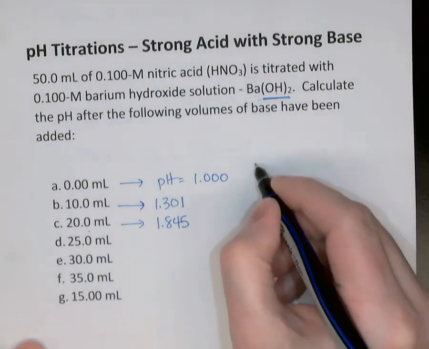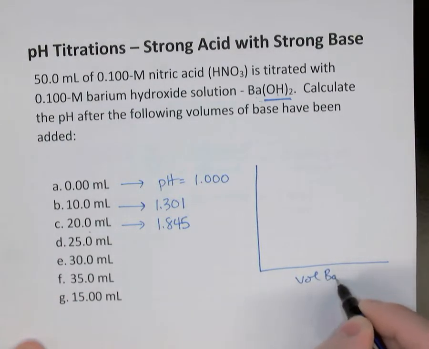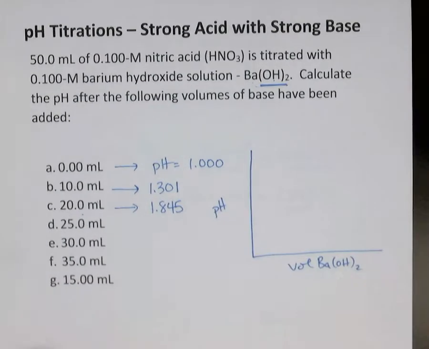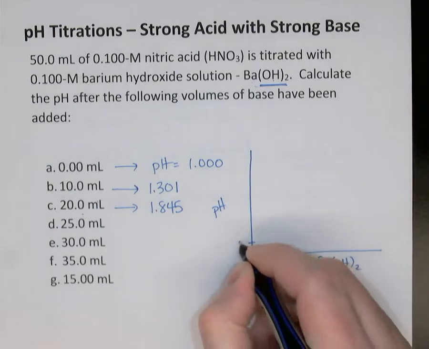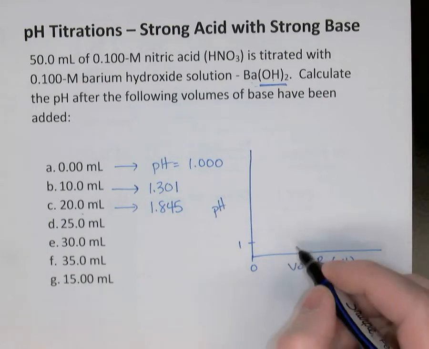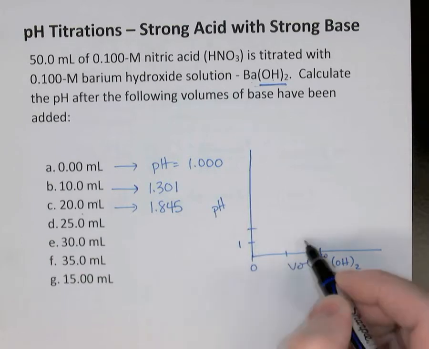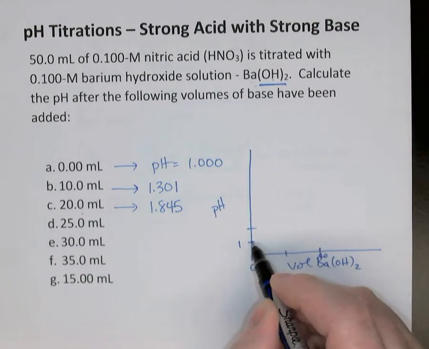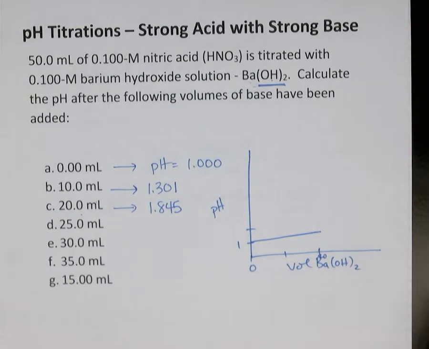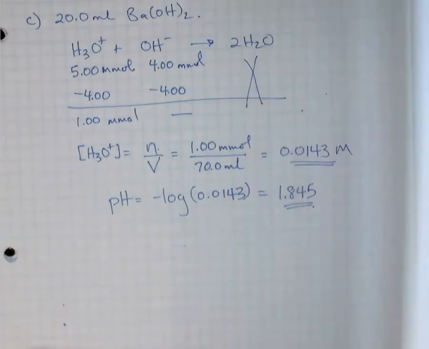Now if you were watching this on a graph, volume of barium hydroxide added and pH, what would we see? Well, the pH would have started at 1, and that's when we had 0 milliliters of base added. We've added 10, 20 milliliters, and our pH has risen from 1 to not even 2. So the graph is looking something like this. It's looking almost flat. Okay? That's characteristic of a strong acid, strong base titration curve.